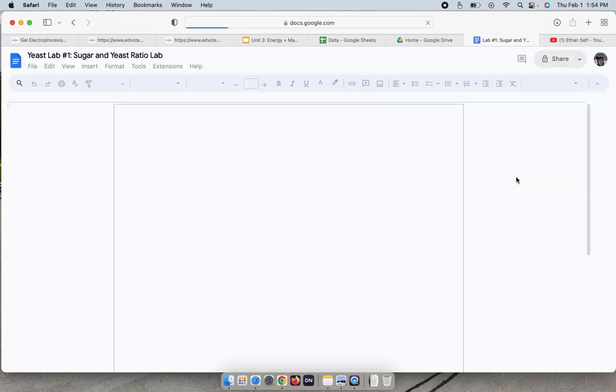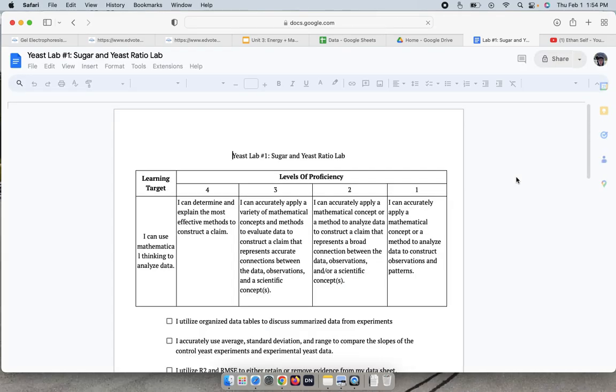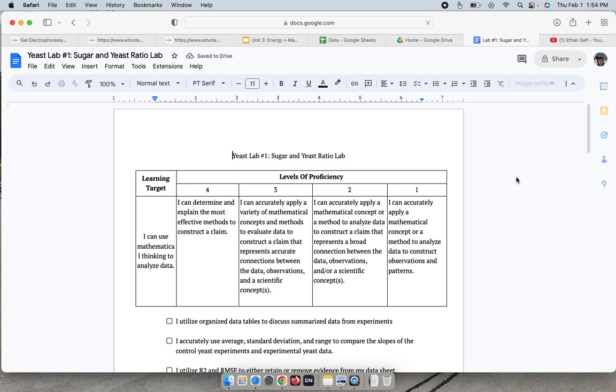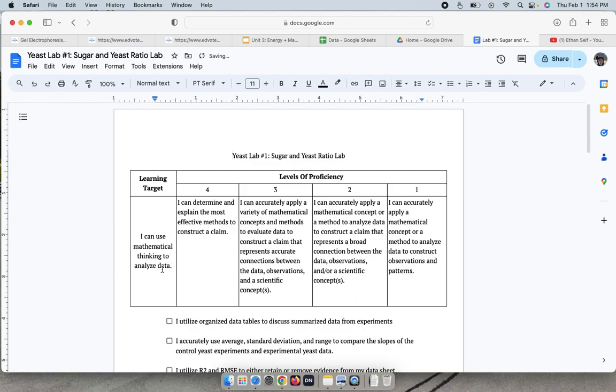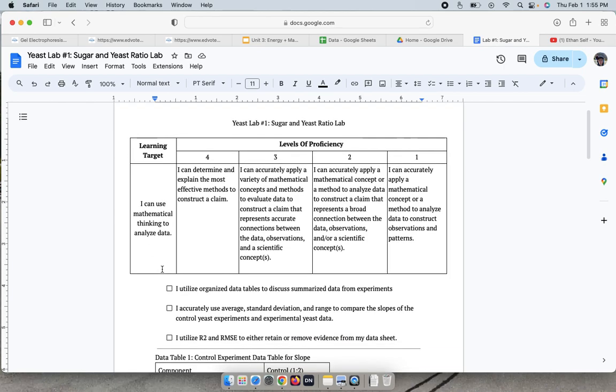We're first going to talk about the lab that you're going to be working on next week in terms of a write-up. We're going to be assessing your ability to use mathematical thinking to analyze data, but this is going to involve you using that mathematical thinking within two argumentative claims.